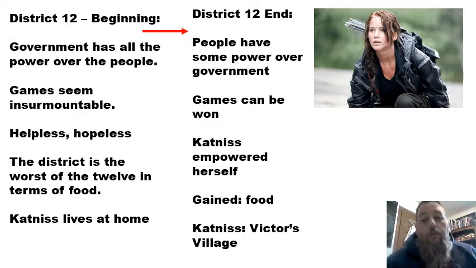The district gained food and was called Tesserae. And so by the time she gets back to District 12, it is in a better place than when they started. Katniss no longer lives at home; she lives in a Victor's Village. So she starts in District 12 in chaos, and she returns to District 12 with a little more order, but because this is dystopian, it's not exactly a happy ending because they're still living in this awful economy with the games.